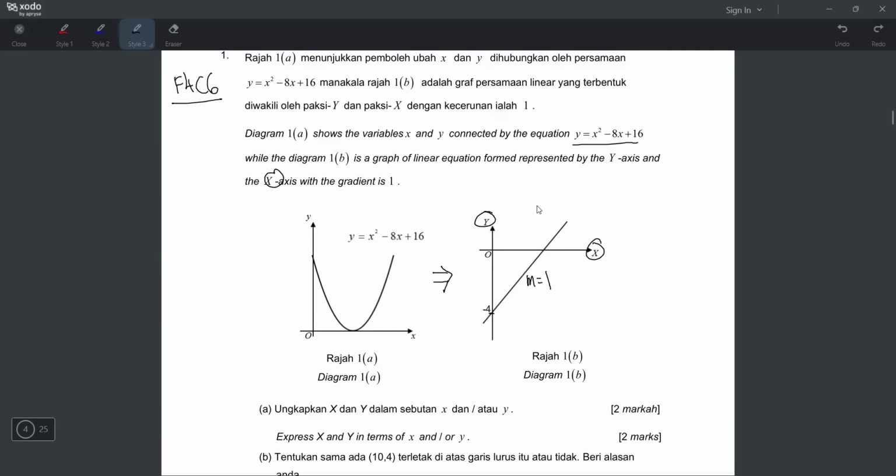Okay, so we all know the linear form will be y equals mx plus c, right? If the question never tells us the y-axis and the x-axis, then maybe they will give us something else, maybe the gradient and y-intercept. So for this question they never give us the y-axis and x-axis, but we know the gradient is 1 and the c has to be -4. So later when I change this to linear form, I just have to make sure the gradient is 1 and the c is -4. So let's write down the equation.